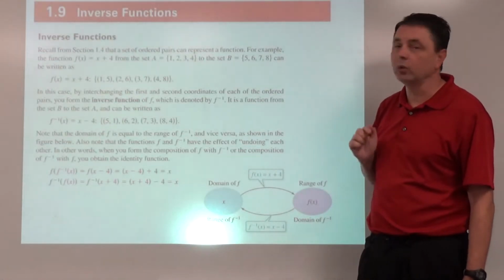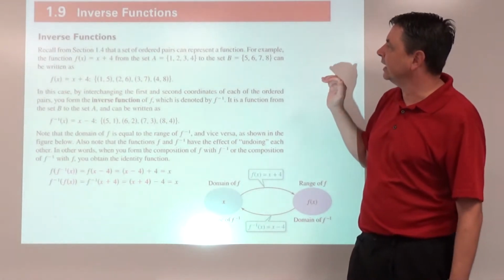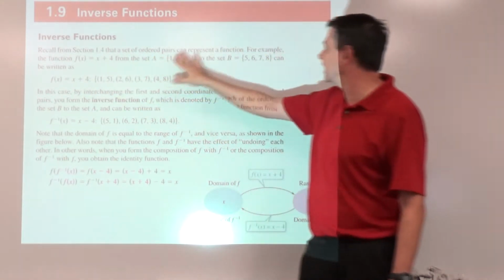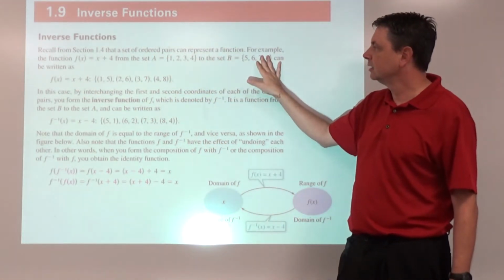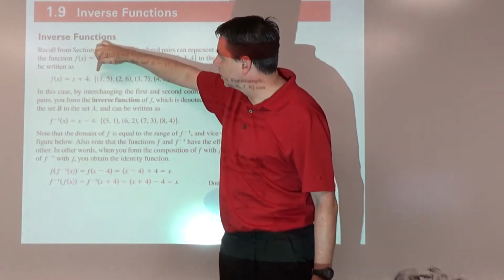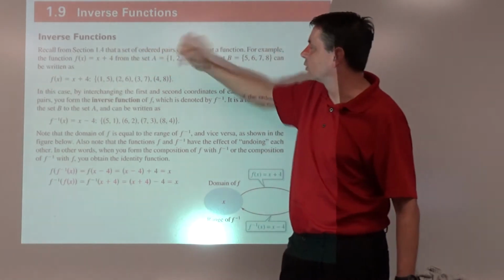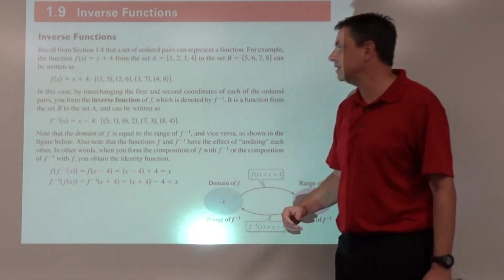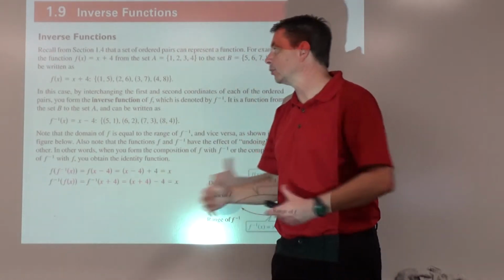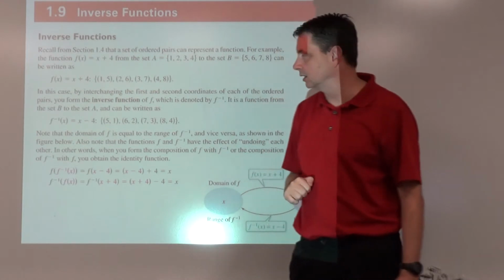This is lesson 1.9, inverse functions, where we have a relation that maps from set A to set B. And our function is f of x equals x plus 4. So 1 plus 4 is 5, 2 plus 4 is 6, 3 plus 4 is 7, 4 plus 4 is 8. The inverse undoes that and brings us, if we input 5, back to 1.